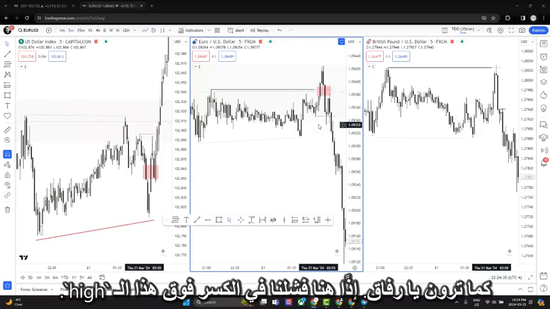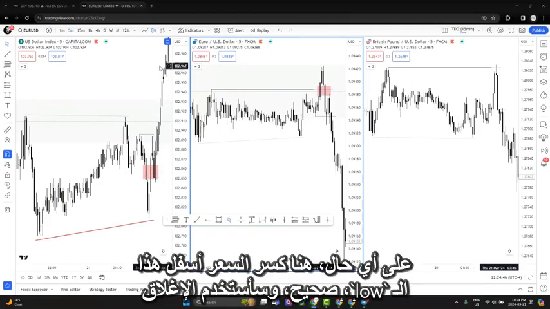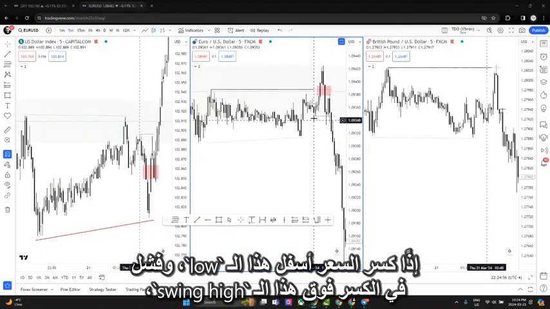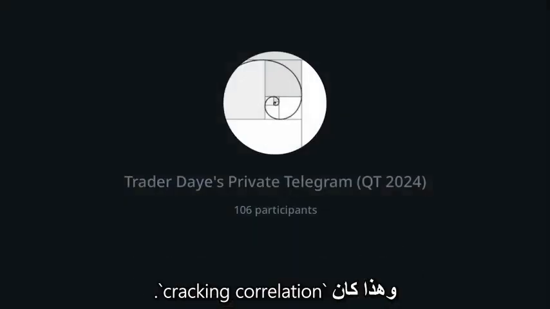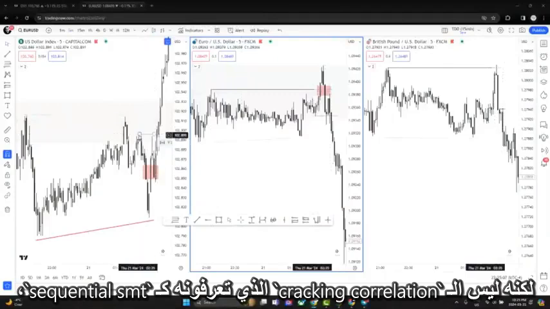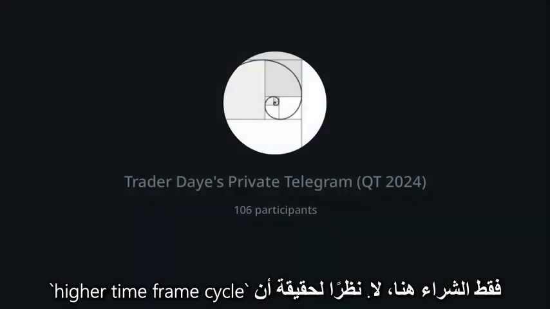As you can see, here we failed to break above this high, but price fell here, within this fair value gap, and rallied anyways. Here, price did break below this low, and I'll use the closer so you can see that it's the same. So price broke below this low, failed to break above this swing high, and this was a cracking correlation, but it's not the cracking correlation that you know as sequential SMT, whereas you would just long here.